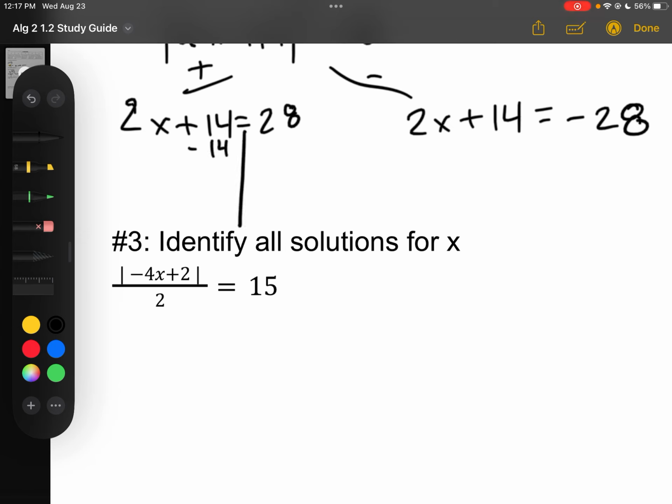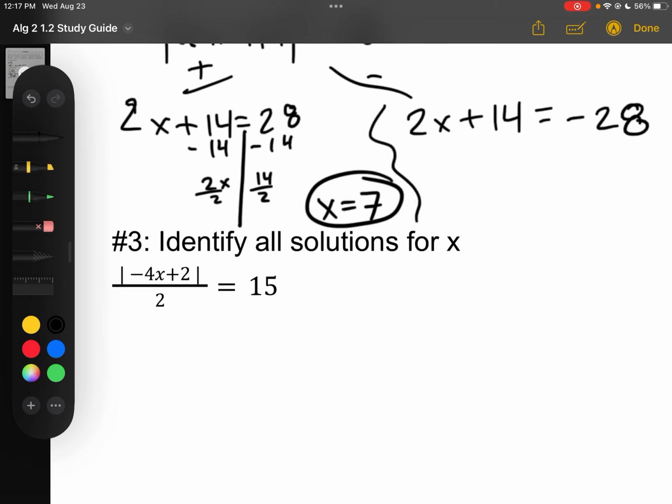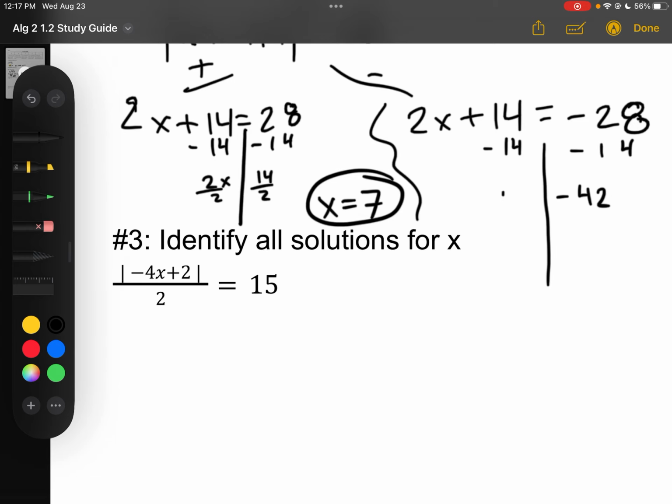So minus 14 on both sides. You get 2x equals 14. Divide by 2. And we end up with x is equal to 7. So that's one of our answers. For our second solution, subtract 14. We're going to end up with negative 42. Divide both sides by 2. And x is equal to negative 21.